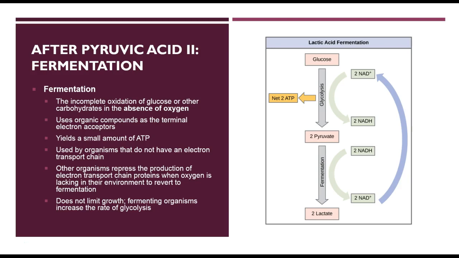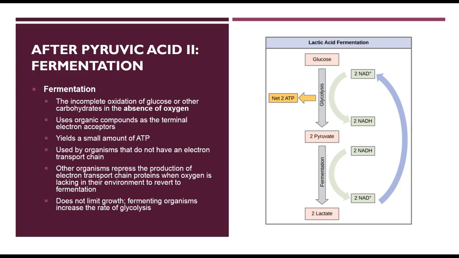This process happens in the absence of oxygen. So it uses organic compounds as the terminal electron acceptors. Typically these are acids or other organic compounds. Very little ATP is produced as a result of this process, only about 2 molecules. This process is used by organisms that do not have an electron transport chain.